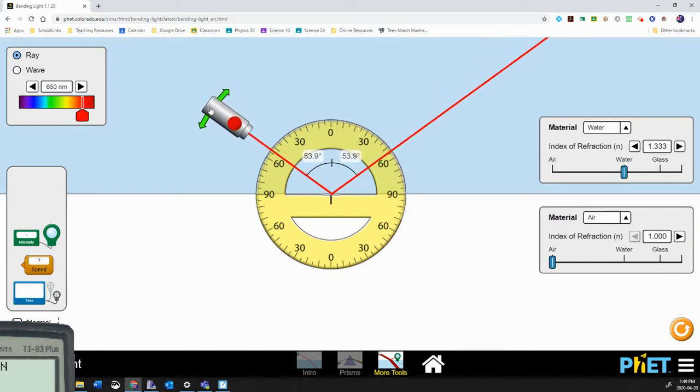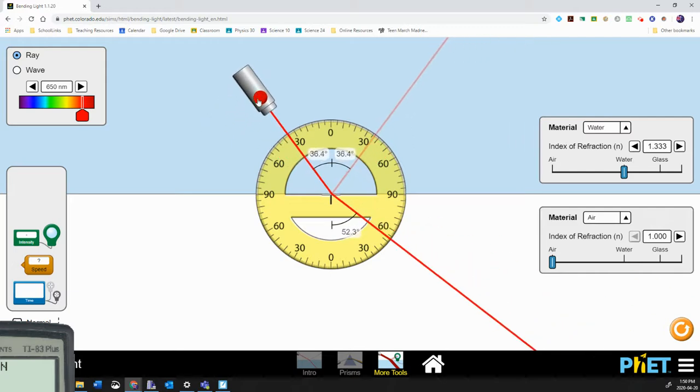Somewhere around the 50-degree mark, once I go past that and I get to say our 55 degrees that we were looking at in that question, you'll see that that angle no longer provides us with a refracted angle. All we get is a reflected angle. So this is a phenomenon known as total internal reflection.